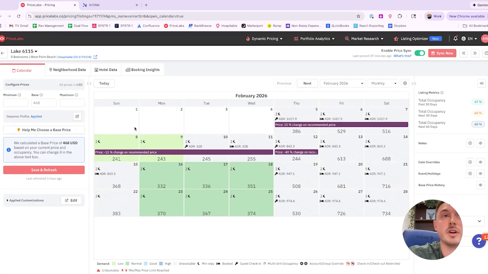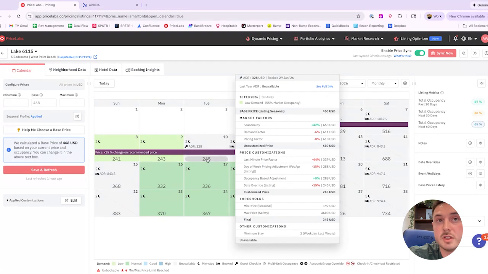So if we're looking at next week right here, any night that's grayed out means it's already booked. If you see this key, that means it's a check-in. If you see a bed, that means it's part of the same reservation. And I can hover over here to give me a little more information. If you hover your mouse over that, the ADR of that day.